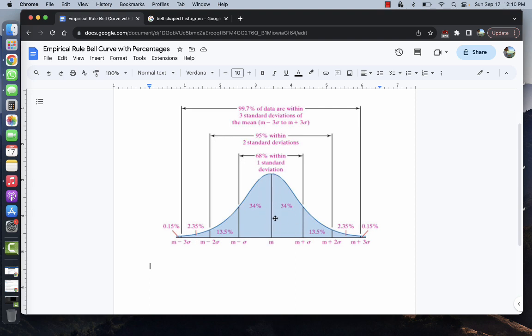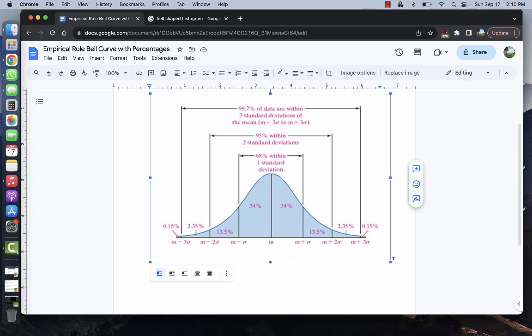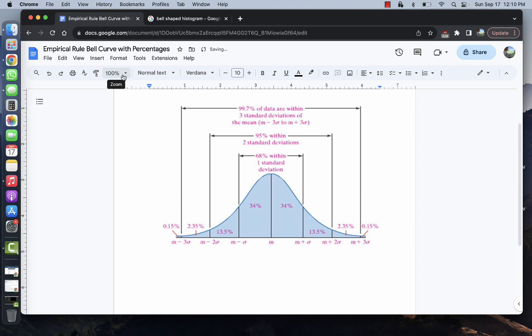So I think it's pretty simple. The first two percentages are pretty straightforward. If we have 68% within one standard deviation, then the right half is equal to the left half. If we just take 68 and divide by 2, let me zoom in a little bit now.